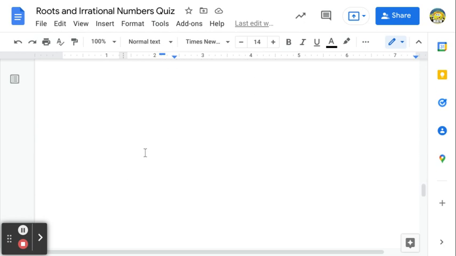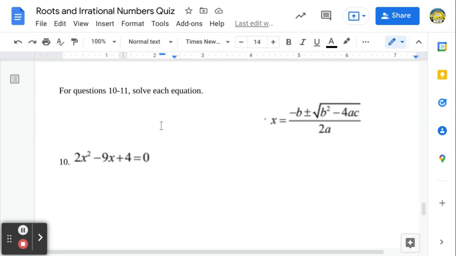And then our last page. For questions 10 through 11, solve each equation. And for both of these, you are going to use the quadratic formula on the right. It is x equals negative b plus or minus the square root of b squared minus 4 times a times c all over 2 times a.